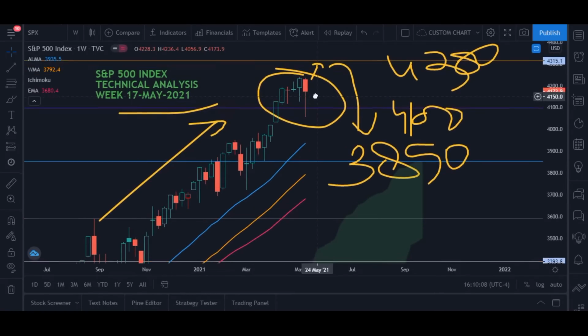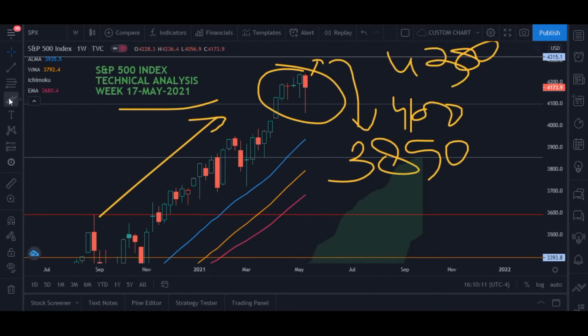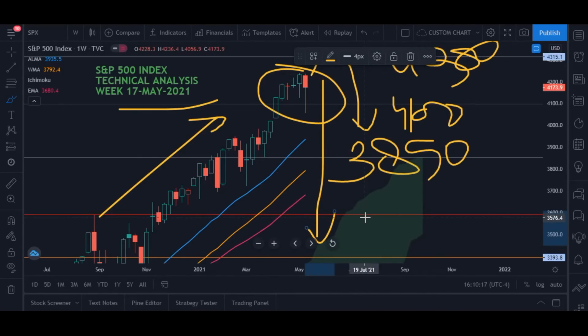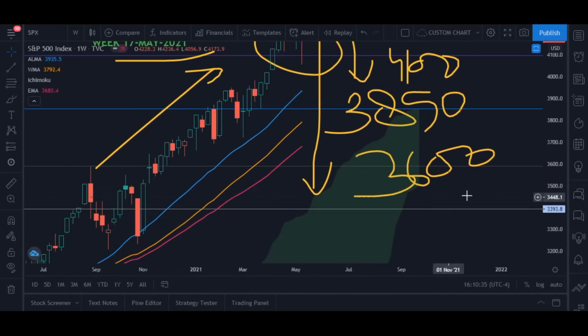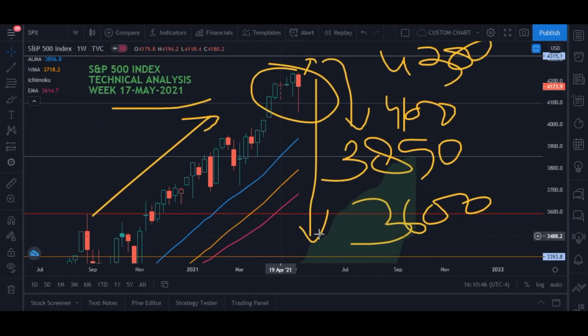So now there is a fear that if the market comes into a correction, then it will be a very heavy correction. In the case of the S&P 500 index, the critical support lies here at 3600. If the market crosses this support, then it will touch 3400, the same level as August and October. So the critical support lies at 3600.